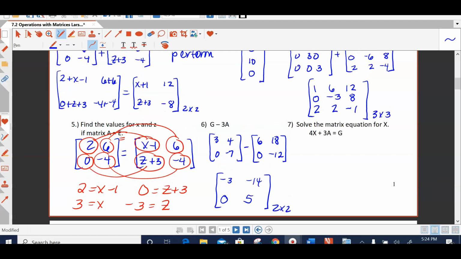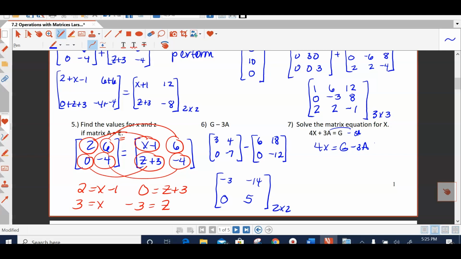Let's look at performing this last operation. I actually have a matrix equation that I want to solve for X. And the matrix equation states 4X plus 3A is equal to G. So if I want to solve this equation for X, I first need to subtract 3A on the other side. So I'll have 4X equal G minus 3A.